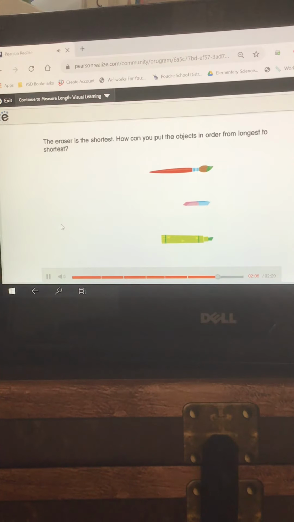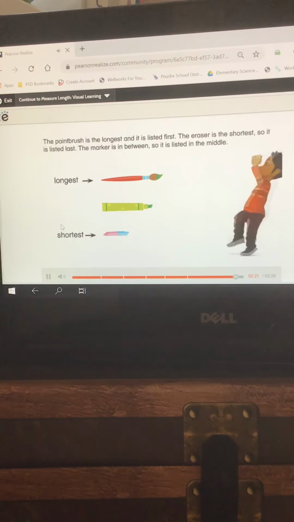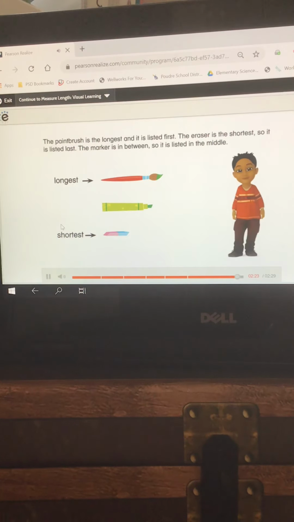How can you put the objects in order from longest to shortest? The paintbrush is the longest, and it is listed first. The eraser is the shortest, so it is listed last. The marker is in between, so it is listed in the middle. Now you know how to compare and order objects by their lengths.